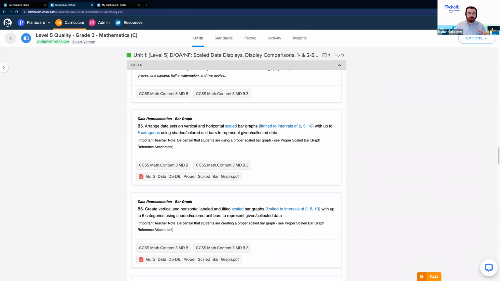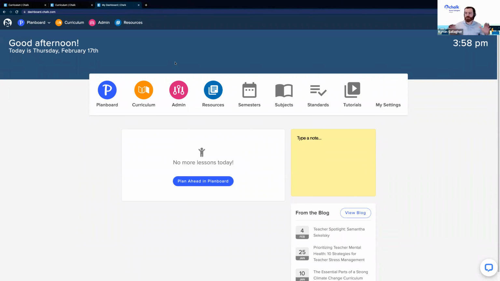And we'll start here looking at our main dashboard. When you first come into the Chalk environment, you would be greeted with this page, and everything we've been looking at so far has lived within our curriculum space. This is a shared space for everyone, either across our school or across our district, where everyone's working on those maps. Whereas the Planboard side of the tool is very much the individual lesson planner for each individual teacher.